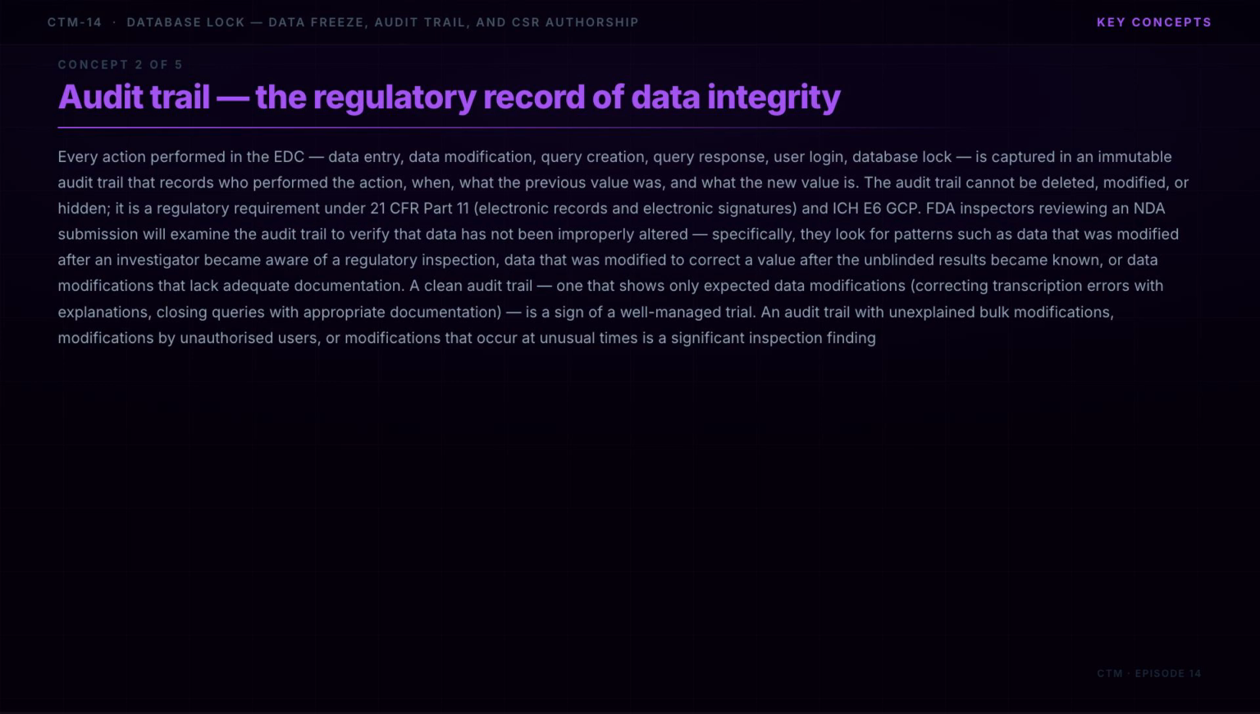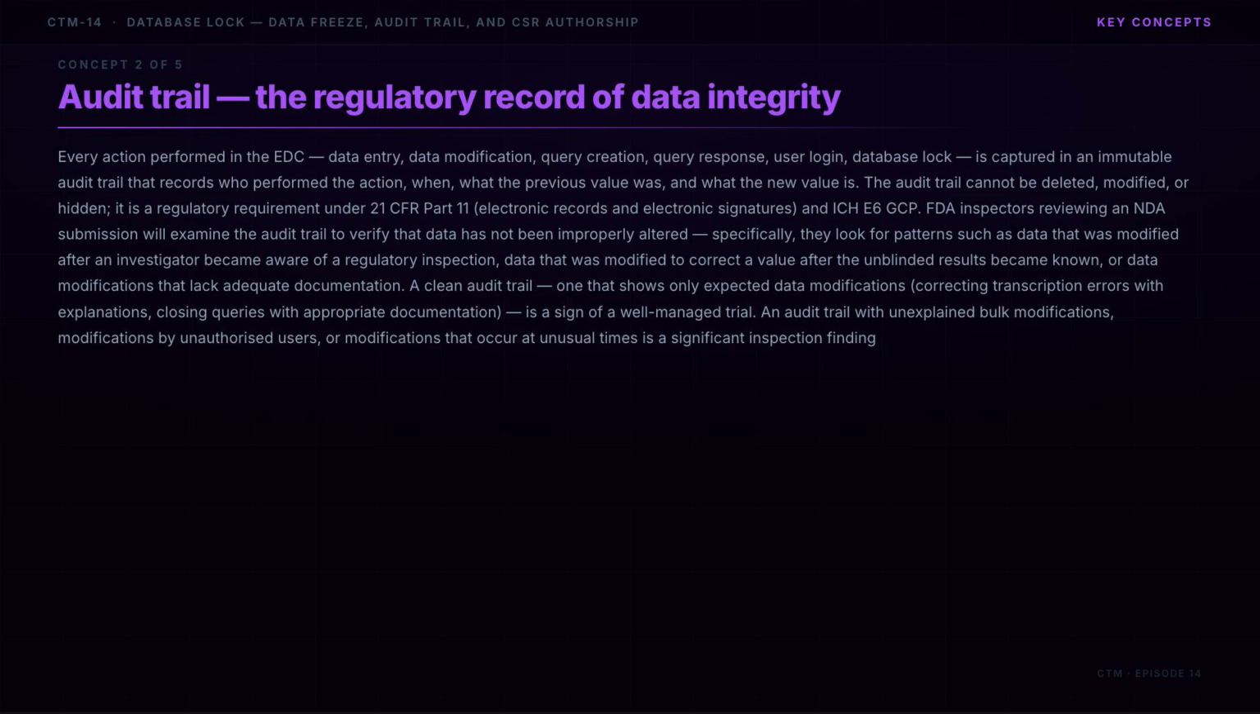FDA inspectors reviewing an NDA submission will examine the audit trail to verify that data has not been improperly altered. Specifically, they look for patterns such as data that was modified after an investigator became aware of a regulatory inspection, data that was modified to correct a value after the unblinded results became known, or data modifications that lack adequate documentation.